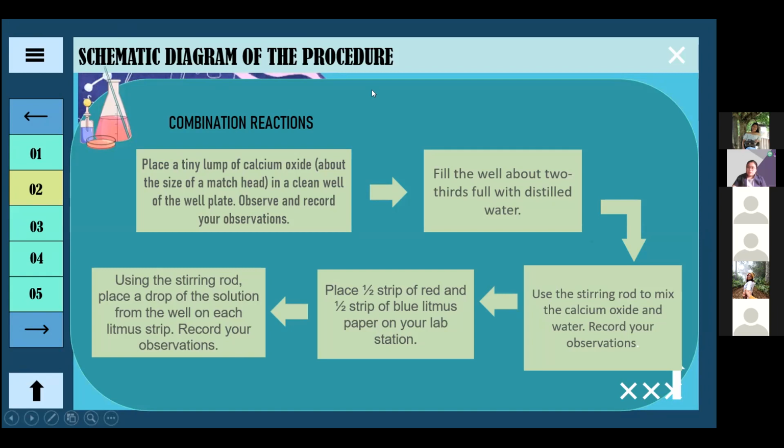Place a tiny lump of calcium oxide about the size of a match head in a clean well of the well plate. Observe and record your observations. Next, fill the well about 2/3 full with distilled water. The next step is to use the stirring rod to mix the calcium oxide and water. Then record your observations. Next, place 1/2 strip of red and 1/2 strip of blue litmus paper on your lab station. And lastly, using the stirring rod, place a drop of the solution from the well on each litmus strip, then record your observations.